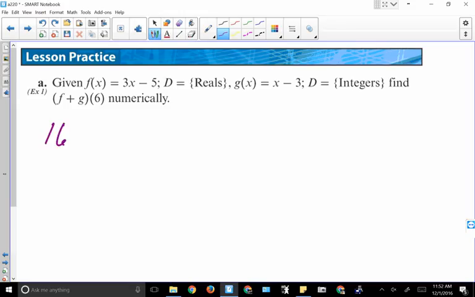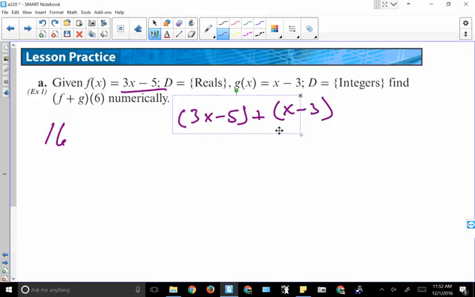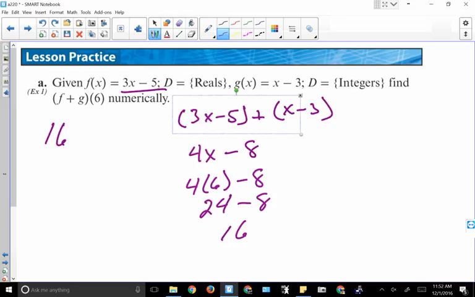So let's give this a whirl. We're supposed to add them together. So we got this right here, which is going to be 3x minus 5. And we're supposed to add in the g function, which is x minus 3. So if I combine these together, I would end up with 4x minus 8. And now I'm supposed to put in 6, so that'll be 4 times 6 minus 8. Right? 4 times 6 is what? 24 minus 8. 24 minus 8 is 16.